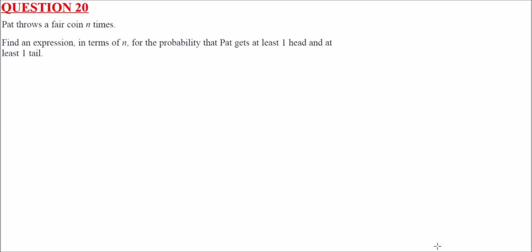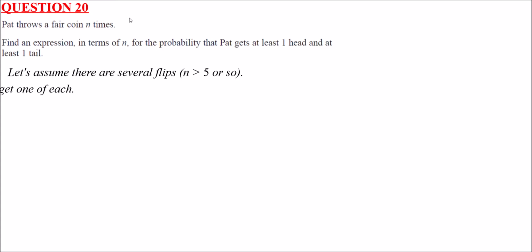Question 20. We've got Pat throwing a fair coin n times. Find an expression in terms of n for the probability that Pat gets at least one head and at least one tail when he's thrown this coin n times. Now n could be any whole number. He could be throwing it hundreds of times, thousands of times, maybe just a few. But let's just assume for now that he's flipped it several times at least. So n is at least 5, 6 or several anyway.